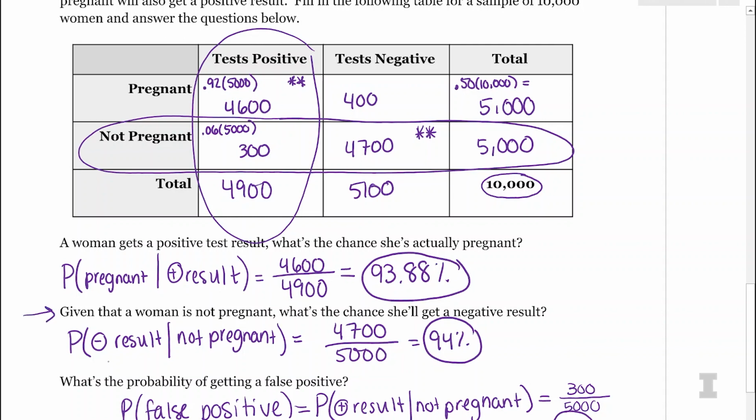If I look at how I wrote that, I said, what's the probability they get a negative result given that they're not pregnant? And the only other option is a positive result. So this 94 plus 6 should give me 100%.